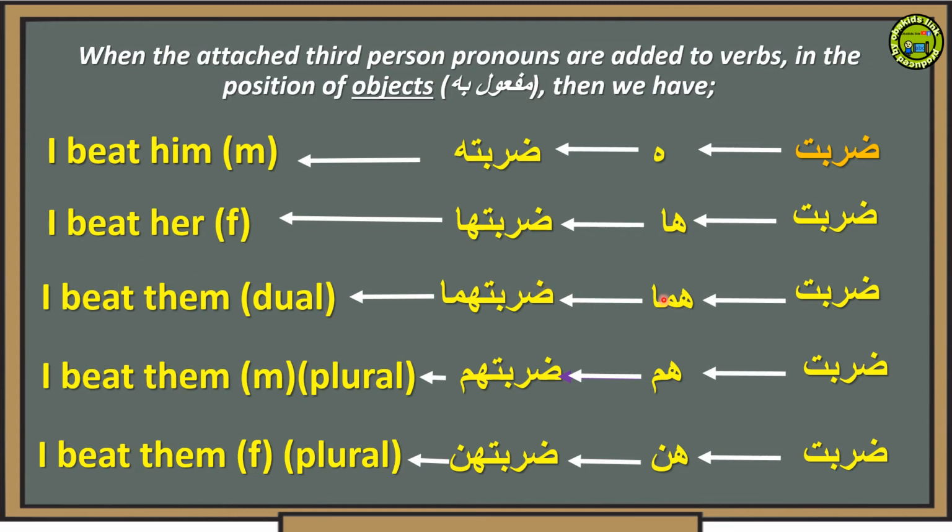The verb ضربت plus هما becomes ضربتهما, I hit them, for dual. So the object here is هما. The verb ضربت plus هم makes ضربتهم, I hit them, for masculine plural. So the object here is هم. The verb ضربت plus هن becomes ضربتهن, I hit them, for feminine plural. So the object here is هن.